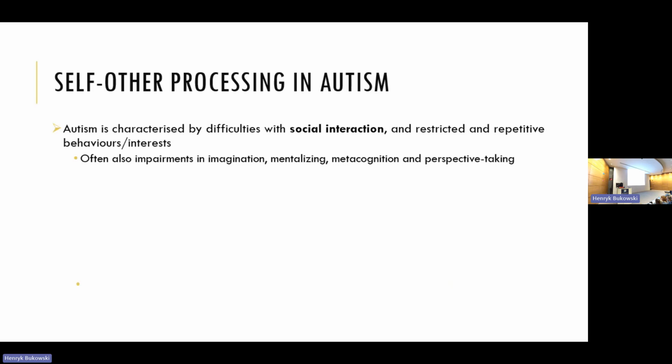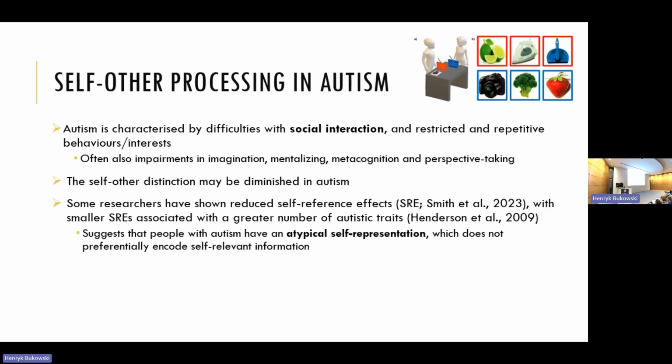And some of that is suggested to be because of a difficulty in actually simulating other people's mental states or other people's actions and behaviours. So quite a lot of research has looked at trying to understand how self-other processing might be different in people with autism. And there's quite a lot of evidence which suggests that actually the self-other distinction might be diminished in autism.